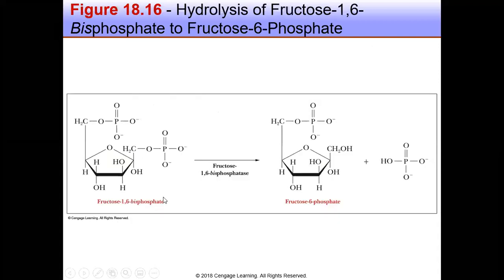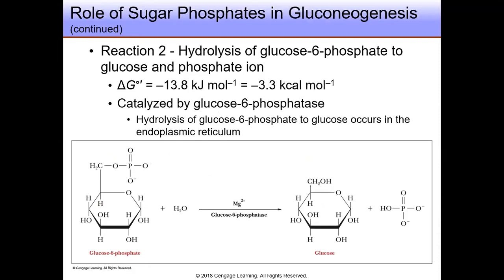This is the reaction, as you can see: hydrolysis of fructose 1,6-bisphosphate to fructose 6-phosphate, catalyzed by the enzyme fructose 1,6-bisphosphatase. Now the second reaction is the hydrolysis of glucose 6-phosphate to glucose and phosphate ion. Notice again delta G naught prime is negative, which means it is also an exergonic reaction. The enzyme that catalyzes this is called glucose 6-phosphatase. Remember, this enzyme is found only in the liver, and it occurs in the endoplasmic reticulum.